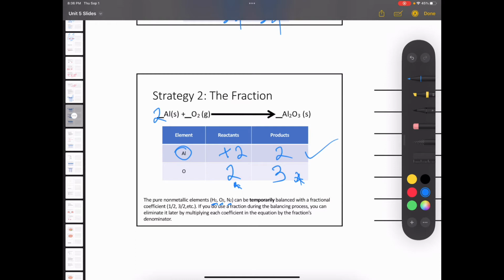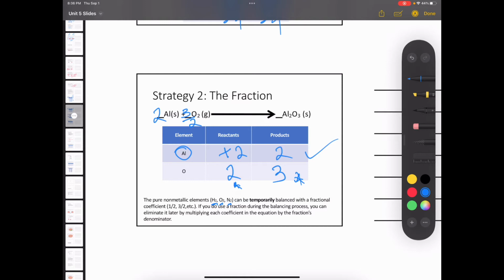However, we can use fractions. Fractions can help us convert the diatomic molecule, for the oxygen, into an odd number most of the time. So what I can do is multiply this by 3 halves.